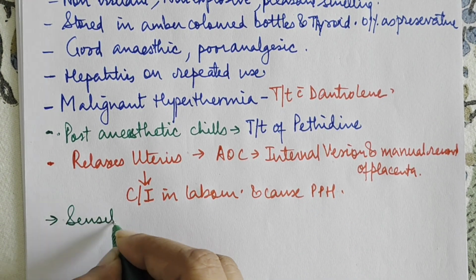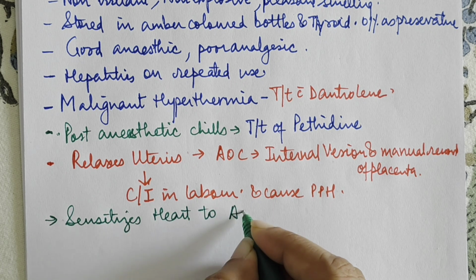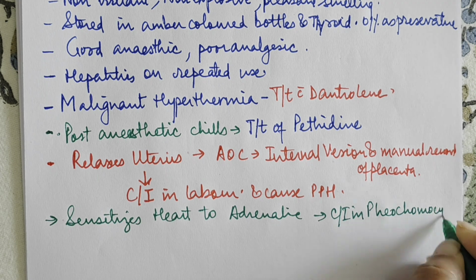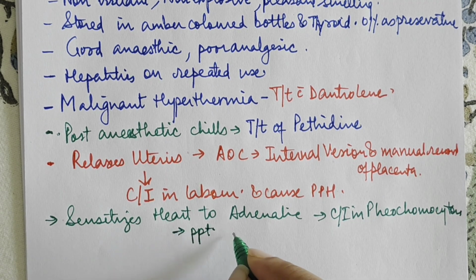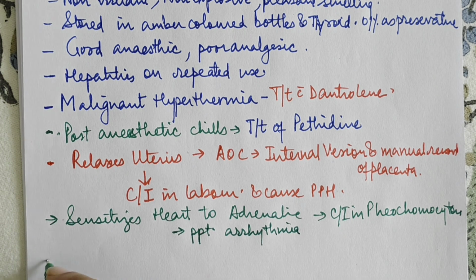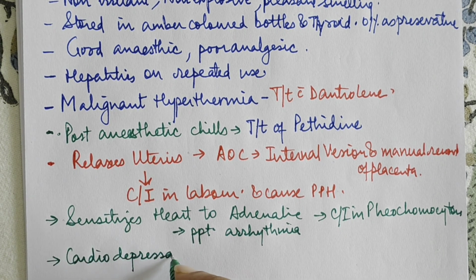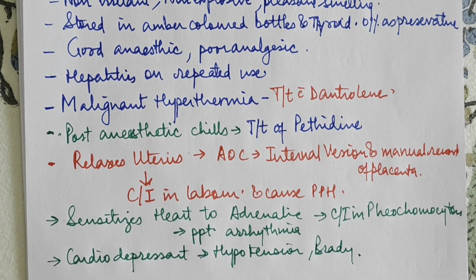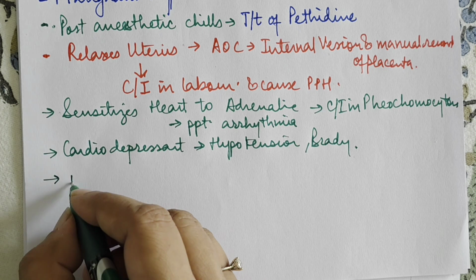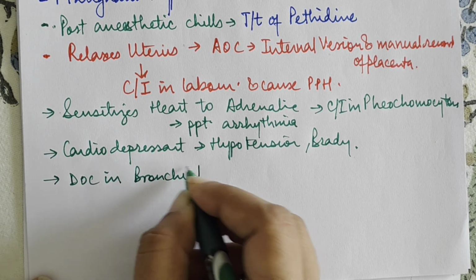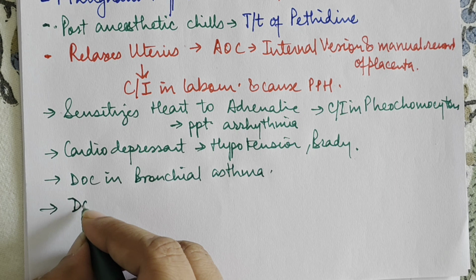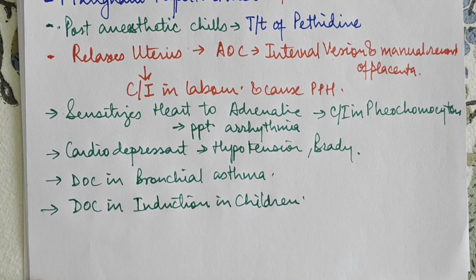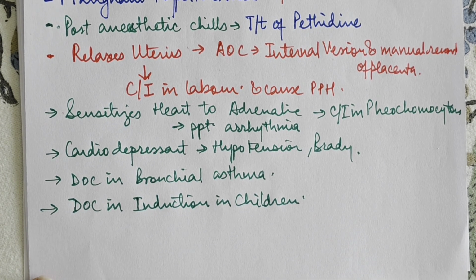Then a very important thing, it sensitizes the heart to the arrhythmogenic actions of adrenaline. So it is contraindicated in pheochromocytoma. It can precipitate arrhythmia. Okay. Then it is a cardiodepressant drug. It causes hypotension and bradycardia by itself, right? Then it is the drug of choice in bronchial asthma because it causes bronchodilation. Then it is also the drug of choice for induction in children, right? So these are the important things related to halothane.